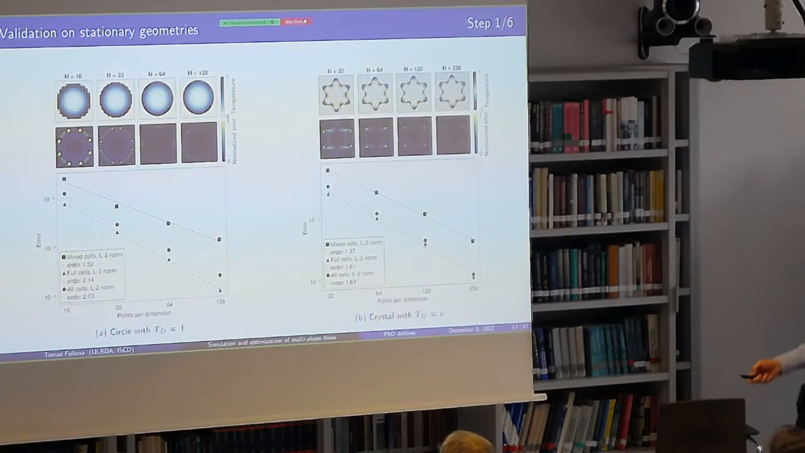Now, if you look at some geometry that is a bit more complex, a crystal, for example, here instead of imposing a Dirichlet boundary condition identically equal to 1 everywhere, we impose it as a function of the curvature. This is why you see that in the tips you have a negative temperature, and in the kinks you have a positive temperature. Here also, away from the interface we have an order of convergence close to 1.7, and close to the interface 1.4.